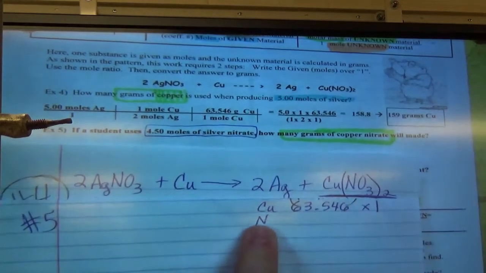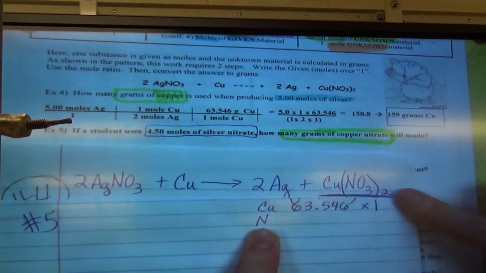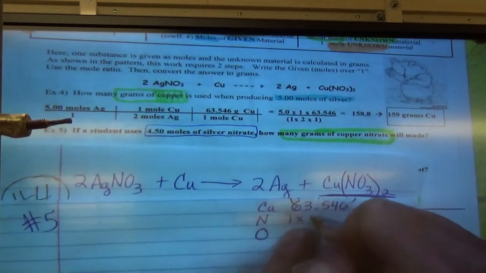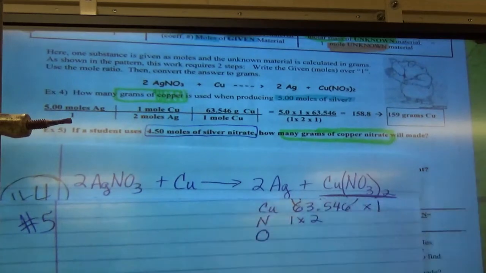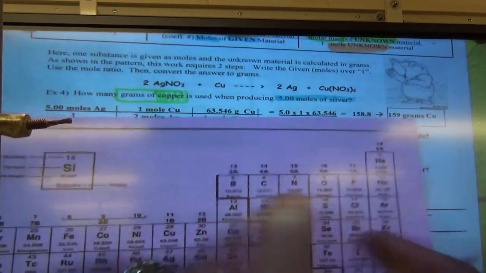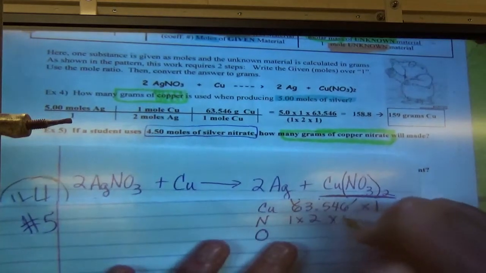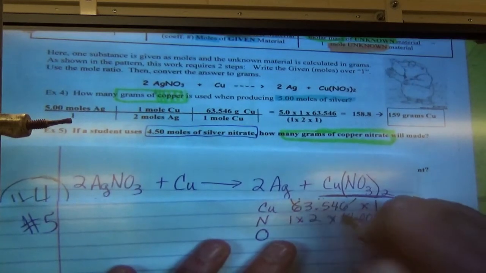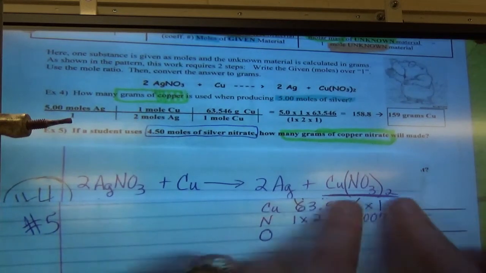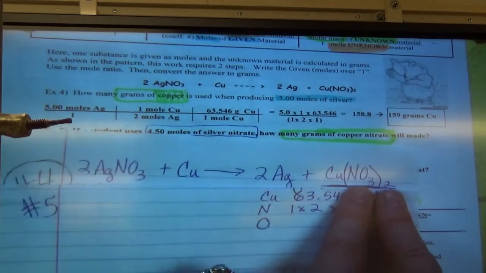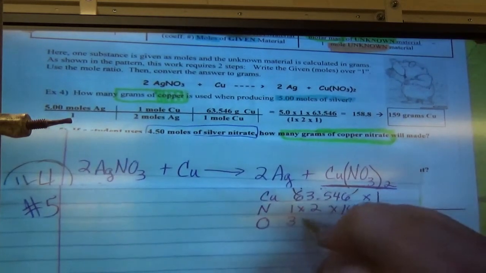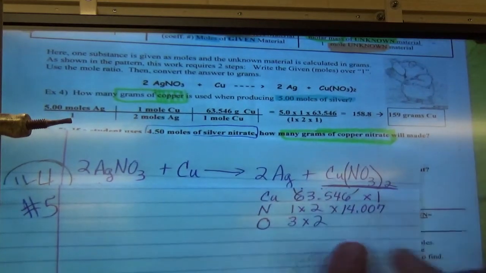Okay, nitrogen. How many total nitrogen are in this compound? 2. Yes. 1 inside the parentheses, if you'd like, times the 2 on the outside. And then we look up nitrogen, and we use the atomic mass for its molar mass by itself. So times 14.007. That's the mass of nitrogen. Okay, then when you look at the formula, how many oxygen are in this formula? 6, yes. 3 on the inside, multiply by the 2 on the outside, that gives you 6. You can just write 6.